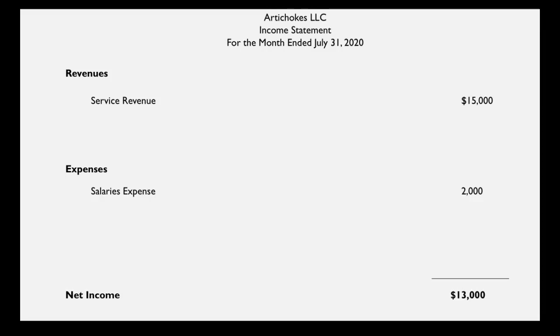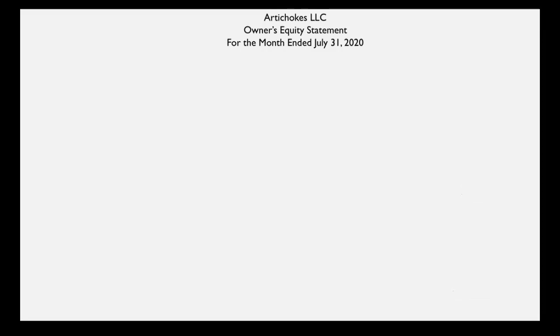So once you prepare your income statement, you have your net income. And we're going to use that net income on our owner's equity statement. So that's why we need to prepare these in a certain order, because they build off of each other. So we have our net income here of 13,000. We'll keep that in mind while we prepare our owner's equity statement.